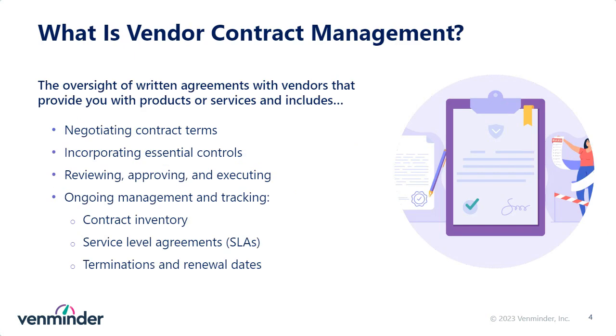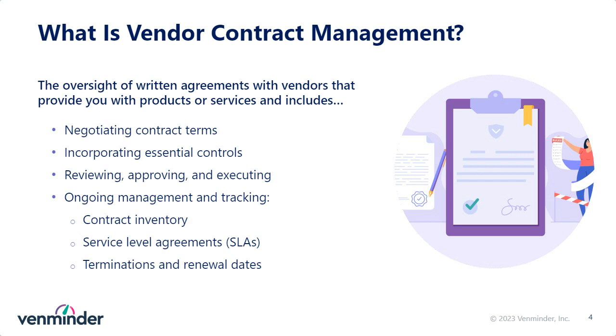So let's start by talking about what vendor contract management actually means. Contract management is simply the oversight of written agreements that you have in place with vendors or suppliers that you have chosen, from whom you are purchasing software, services, materials, etc. Contract management includes many things. One is negotiating those contract terms to ensure that all of the terms, provisions, and controls that are important to you are identified and covered in the contract.